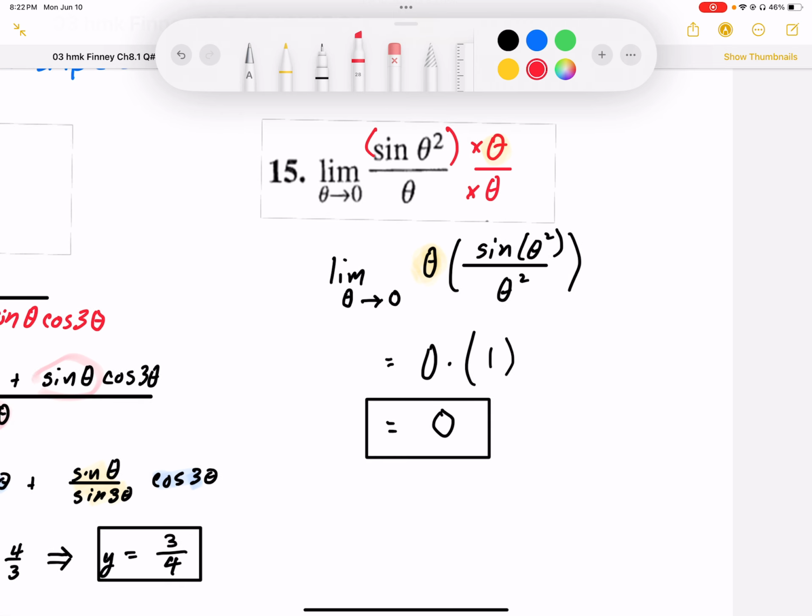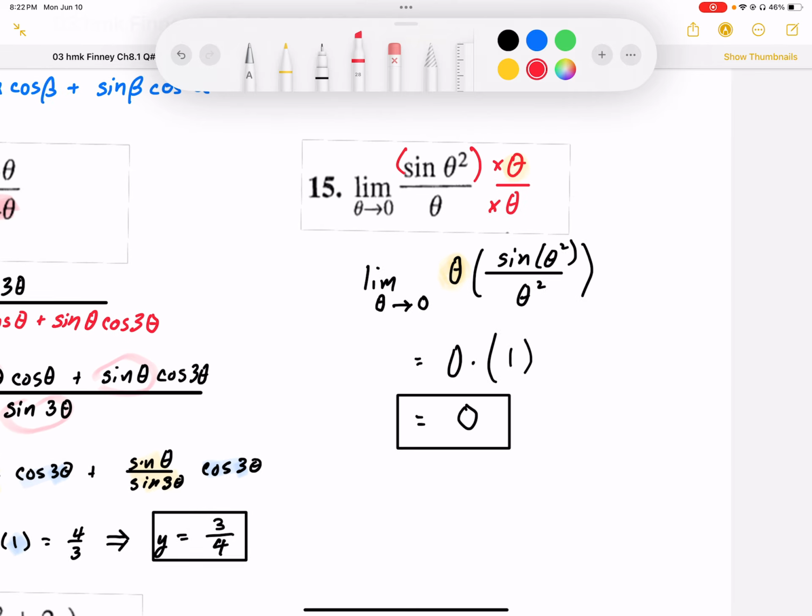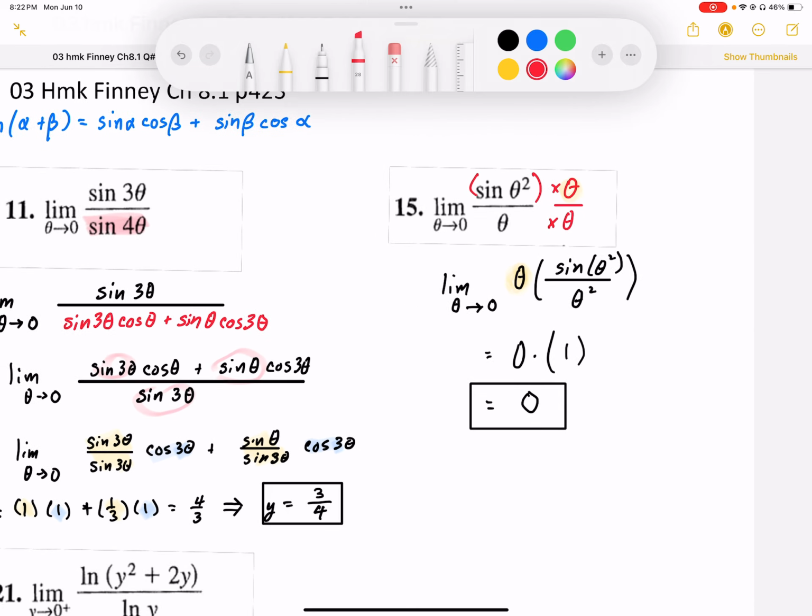For number 15, what we can do is we can generate a theta squared in the denominator by multiplying the top and bottom by theta. And I'm going to end up with sine theta squared over theta squared and an extra theta on top. So we let that theta go to 0, we get 0. Sine theta squared over theta squared is equal to 1. So the limit there is going to be 0.